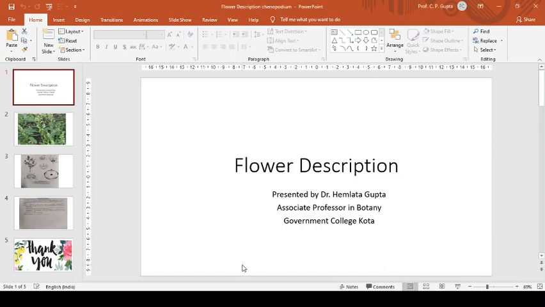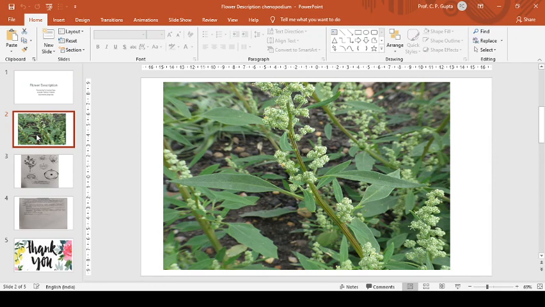Good morning to all. In this series of flower description, today we will discuss Chenopodium belonging to the family Chenopodiaceae. First of all, we discuss some field recognition characteristics of Chenopodiaceae.